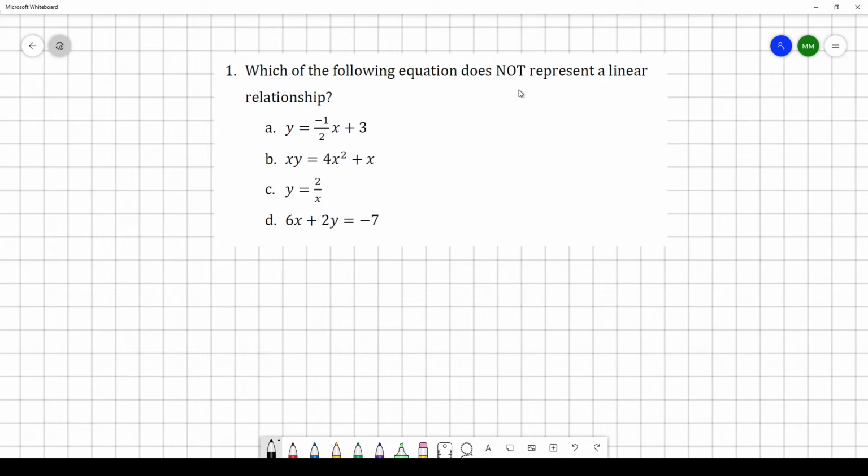Number one, which of the following equations does not represent a linear relationship? So this goes back to our first lesson actually about linear relationships. So if you want to get out the notes, you can. If you haven't downloaded it, it's very up top in the chat.